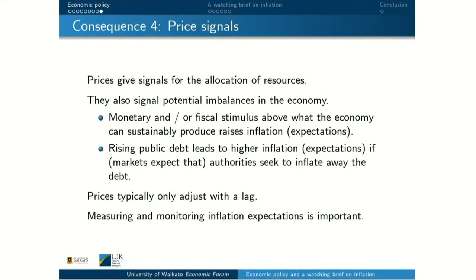The last consequence I would like to talk about is price signals. Prices give signals for the allocation of resources, but prices also, very importantly, signal potential imbalances in the economy. If monetary and fiscal stimulus is above what the economy can sustainably produce, this will raise inflation or inflation expectations. Also, rising debt may lead to higher inflation or higher inflation expectations if markets expect that authorities will try to inflate away the debt, when in fact that's what they're trying to do.